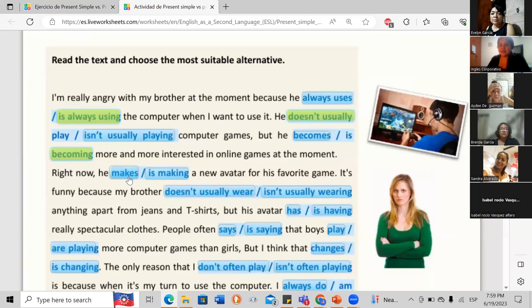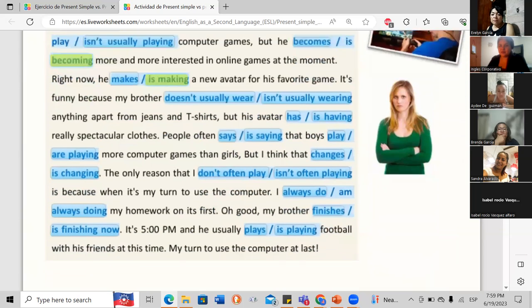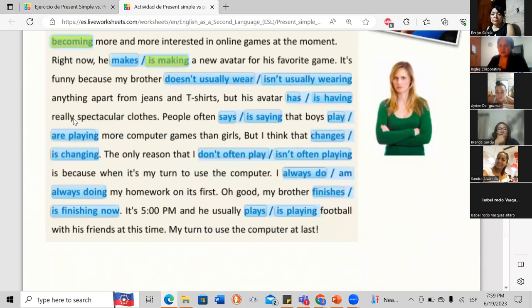Karen, right now he makes or is making a new avatar? He's making a new avatar. Okay. Good. Robert, it's funny because my brother doesn't usually wear or isn't usually wearing anything apart from jeans and t-shirts. Don't usually wear. Doesn't usually wear, okay. But his avatar has or is having really spectacular clothes. Natalie? Has or is having? Has. Okay.